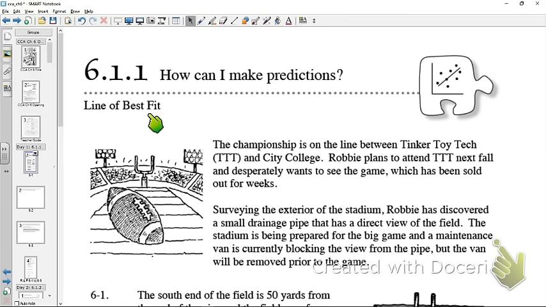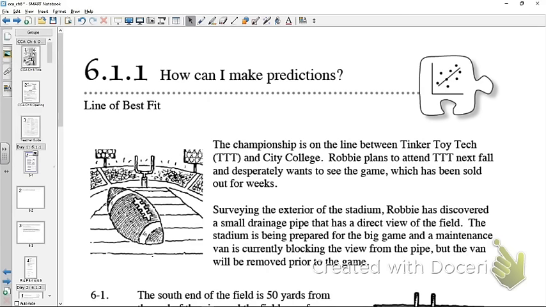So basically it's a big statistics unit, and that's why we're taking our time with this, but this is the introduction. Today is the ground level work. We do need to make sure you get this, so please pay attention. I'm going to read for us, and let's get this started.